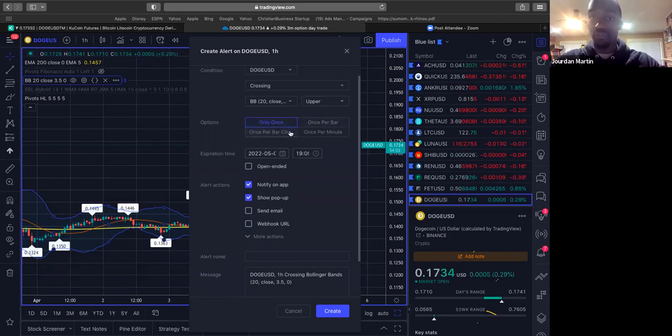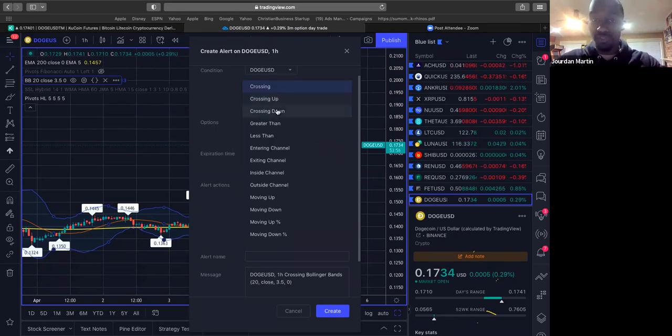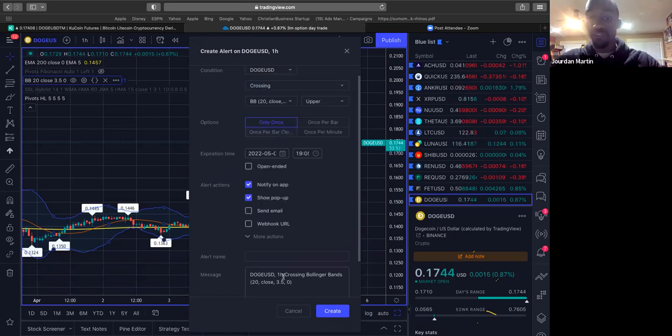You can set it to alert once it crosses and the bar closes, or if it closes and finishes above it, right? So you can come in and look at these different things. But this is just a simple example of how I could create a potential setup.